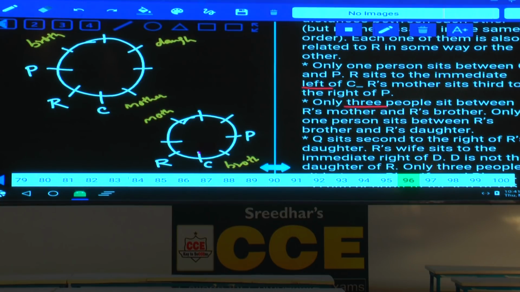Now, in this one also, one person between R's brother and daughter. R's brother and daughter, hence in this case also daughter must be at this place. Next one, Q sits second to the right of R's daughter. Q is seated second to the right of R's daughter, hence Q must be here.